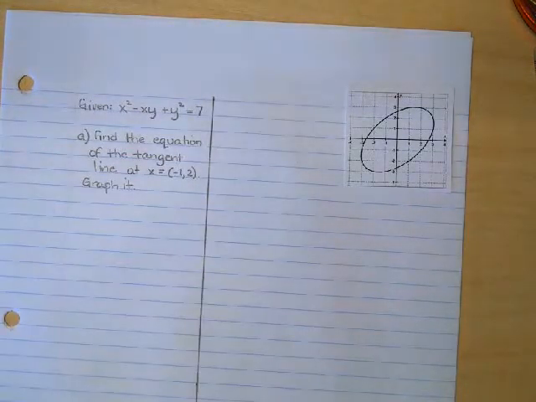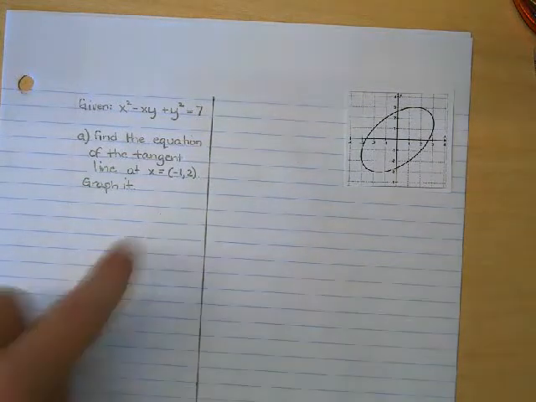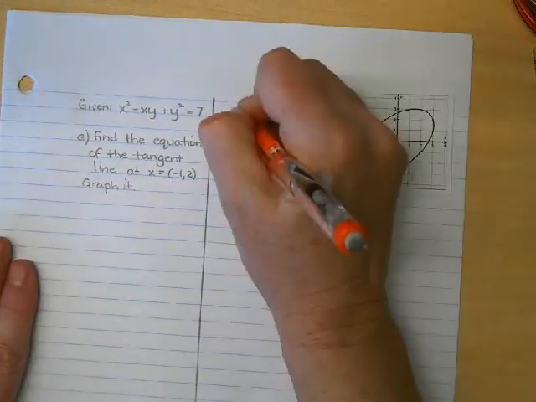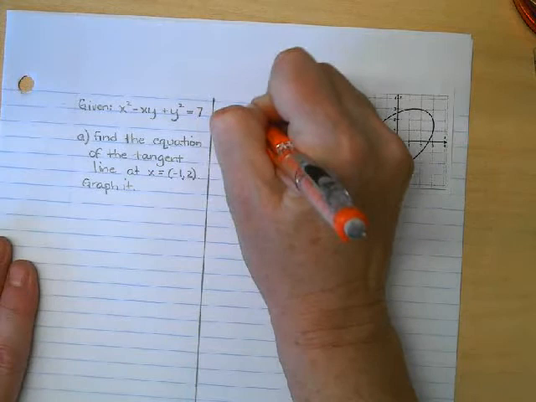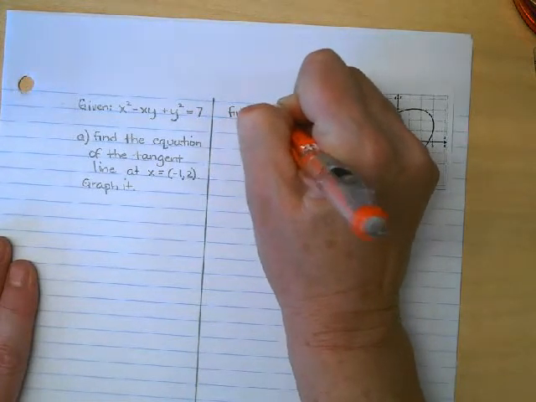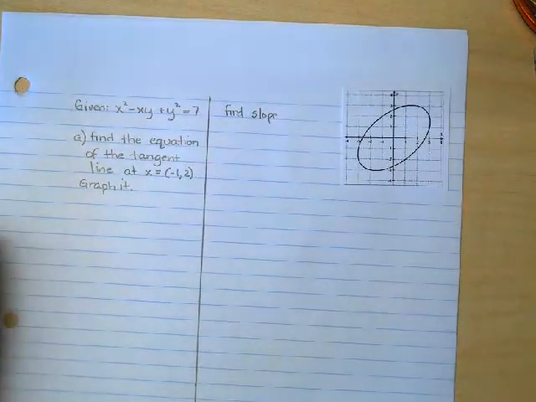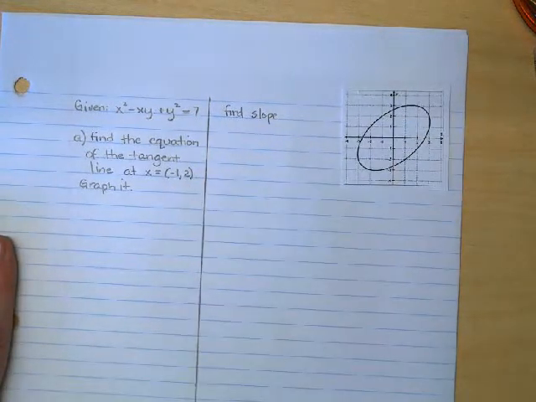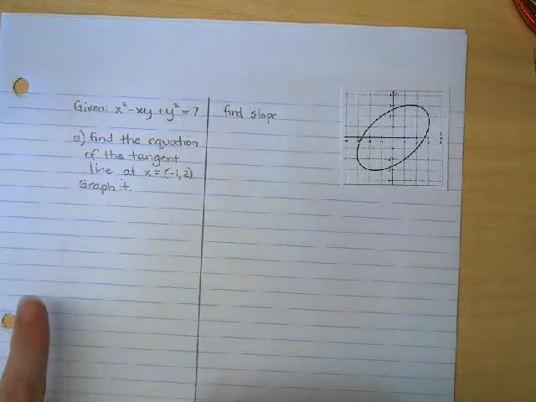Okay, so if we're finding the equation of the tangent line, remember that what we need is a point and a slope. Well, we have the point, so all we need is the slope. So that is my goal. I'm going to find the general form for the slope, and then I'm going to plug in that point, and then I'll be able to write that.